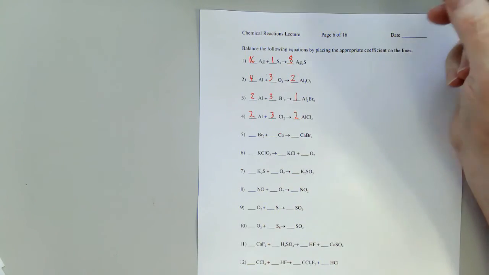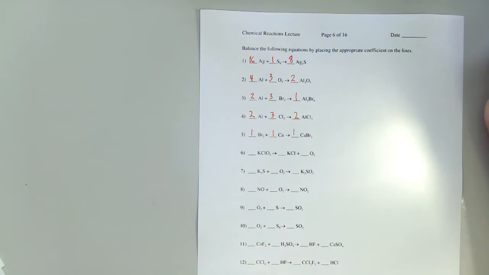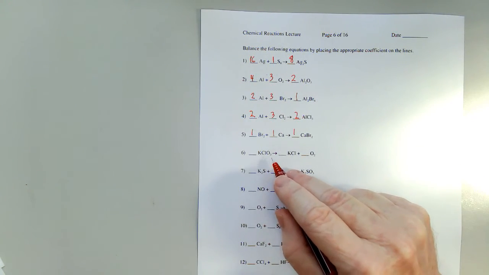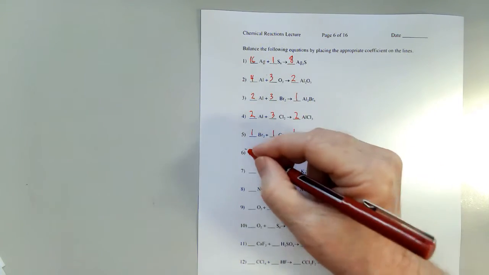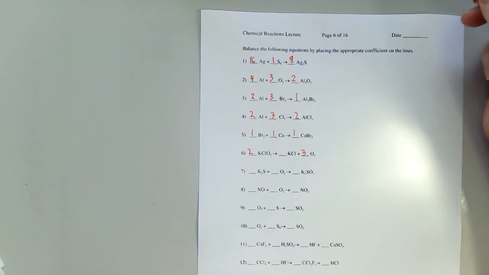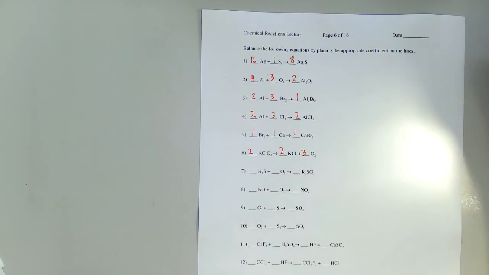Now you can stare at number 5 all you want, but the reality is it's already balanced. All ones. In number 6, we have the same thing going on again. 3 oxygens and 2 oxygens, so I'll put a coefficient of 2 there. I'll put a coefficient of 3 there. I now have 2 KCl, so I'll put that there. All right.